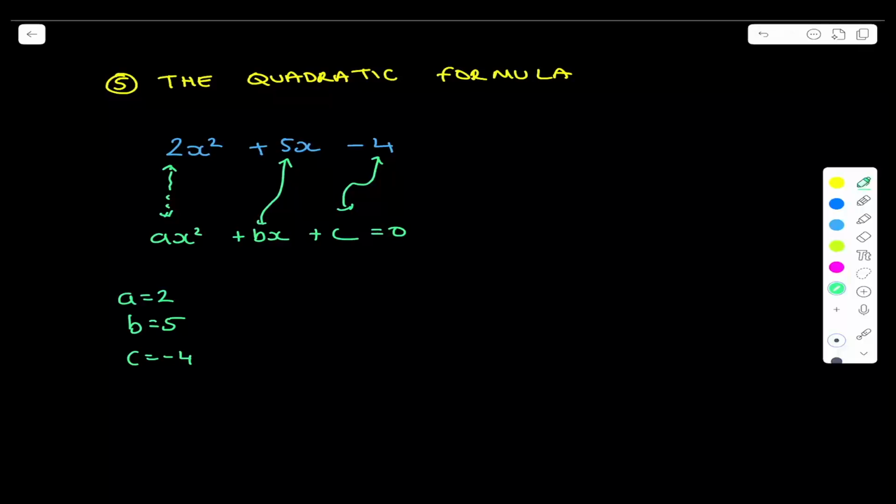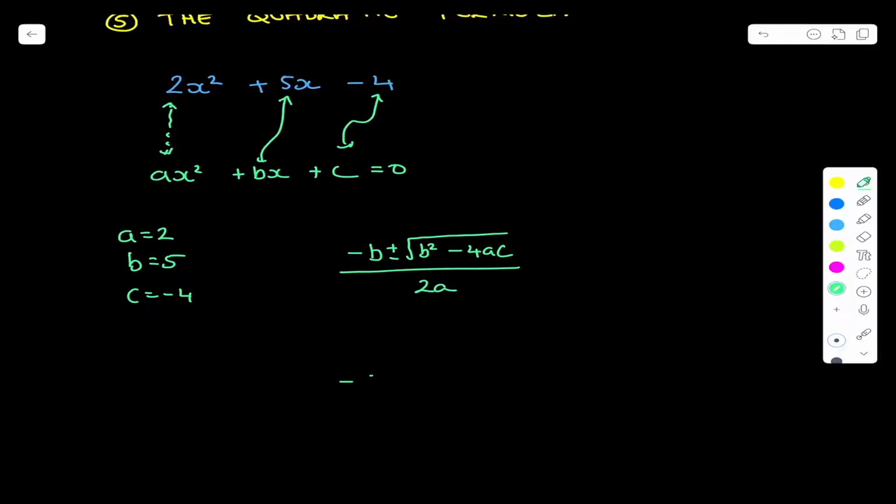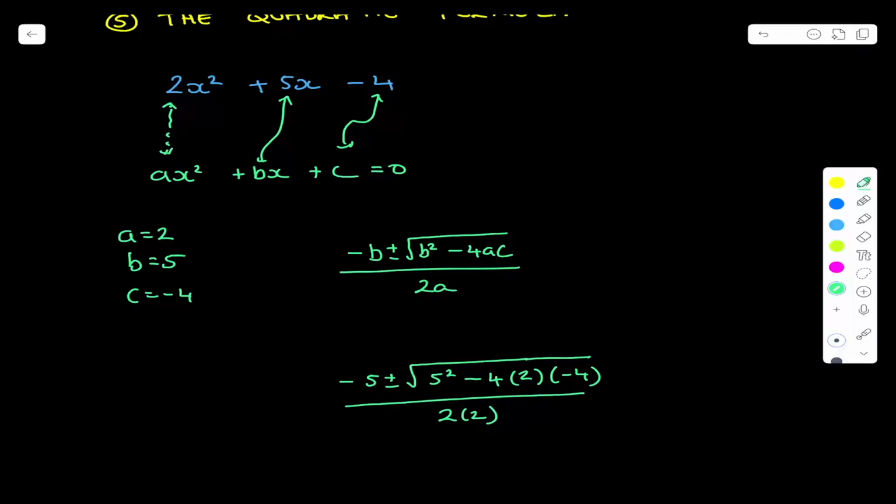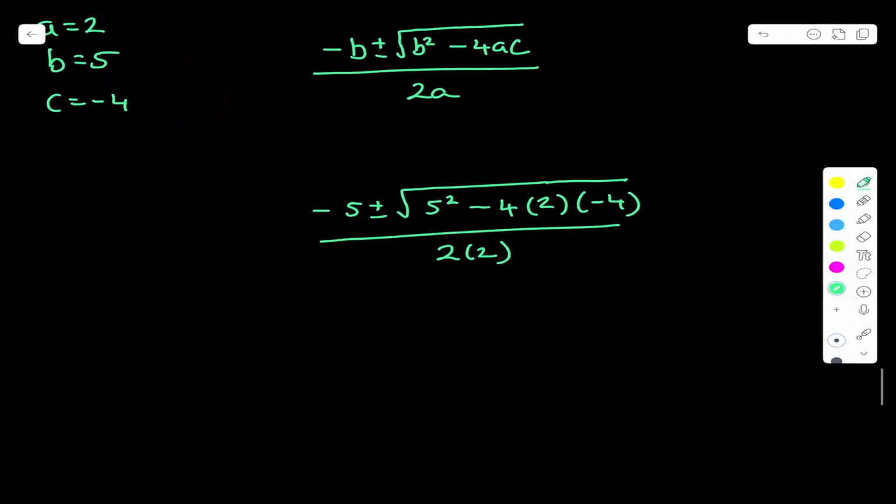So write out all your values, write out the formula, which is minus b plus or minus square root of b squared, take away 4ac, all over 2a. And then all we have to do is plug in our values. So we've got -b, so -5 plus or minus square root of b squared, which is 5 squared, take 4, and notice how I use brackets over here, ac, all over 2a. So I'm just using brackets and substituting the values in.